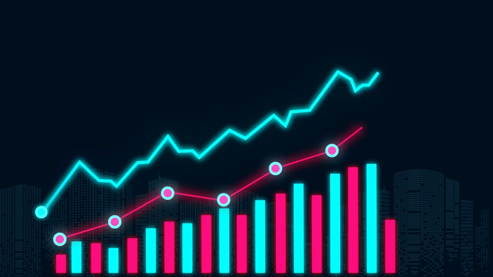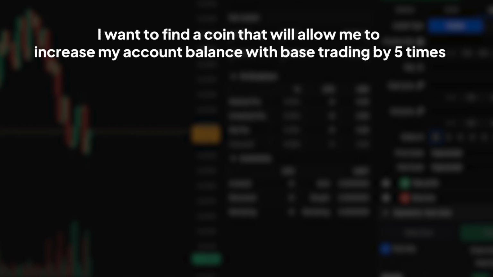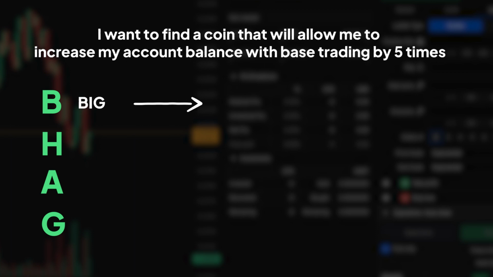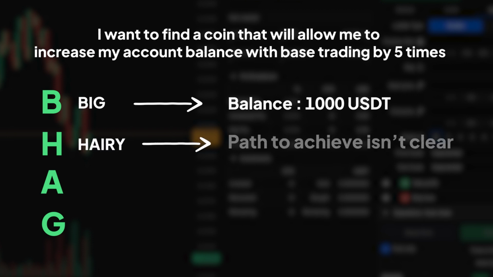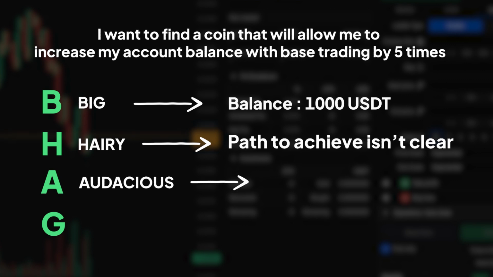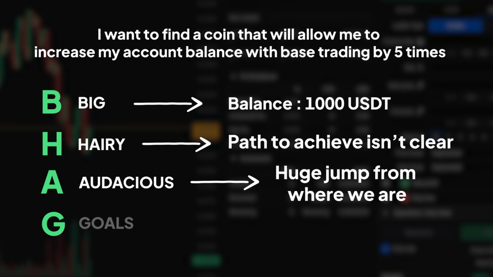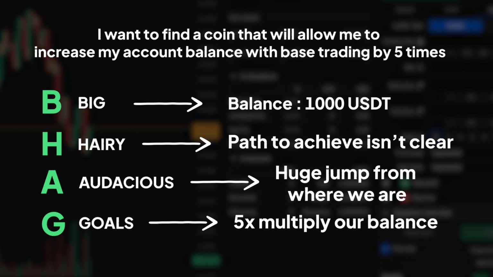One example of a BHAG might be something like this: I want to find a coin that will allow me to increase my account balance with base trading by 5 times. Now, let's break down why this is a BHAG. Firstly, it's big because it involves a significant increase in account balance, aiming to grow it by 5 times. Secondly, it's hairy because the path to achieving this goal may not be crystal clear from the outside looking in. And third, it's audacious because it's a huge jump from where we are currently. Lastly, it's a goal because we're aiming for 5 times the starting account balance of $200, which equals $1,000.